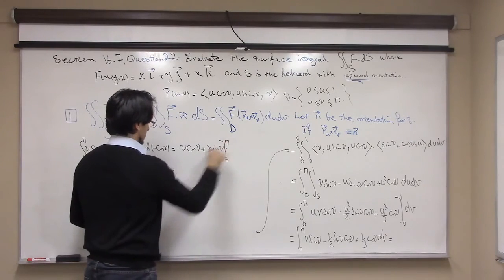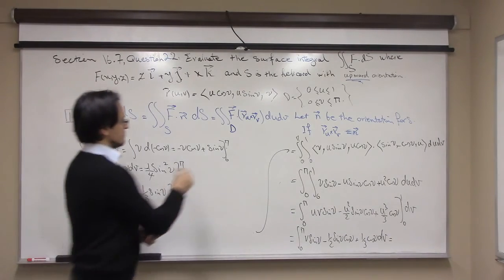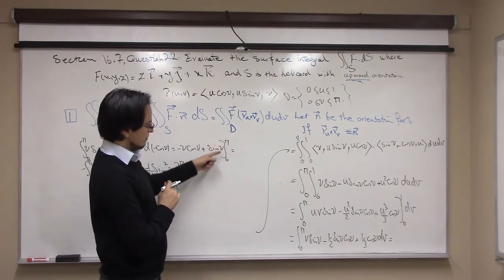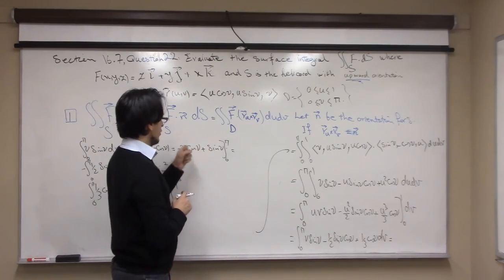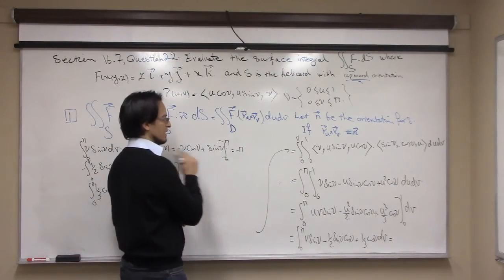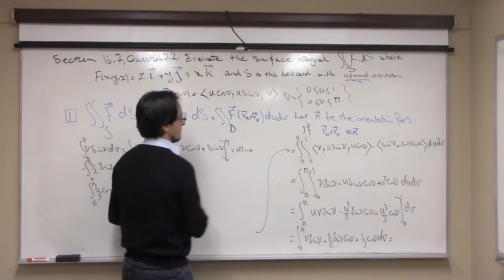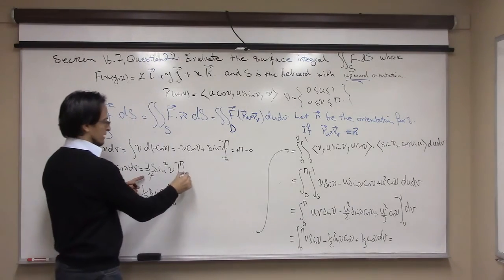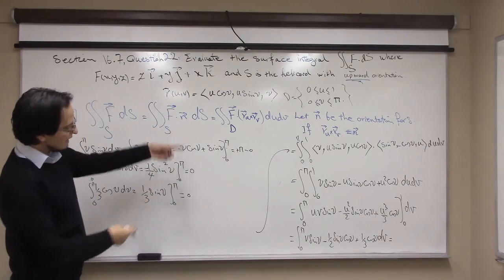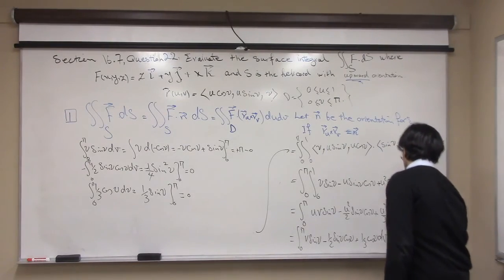Then evaluate them. For v sine v, from 0 to pi, I'm going to get 0. But for the cosine term, I'm going to get minus pi times cosine of pi, which is negative 1, so that's pi. Minus 0 here, so it's 0. This one, plug in pi, you get 0. Plug in pi and 0, you get 0. So the value you get is only this part, which is equal to pi.